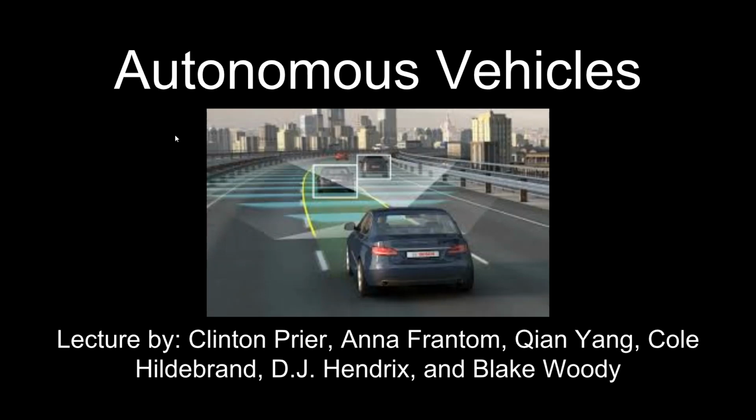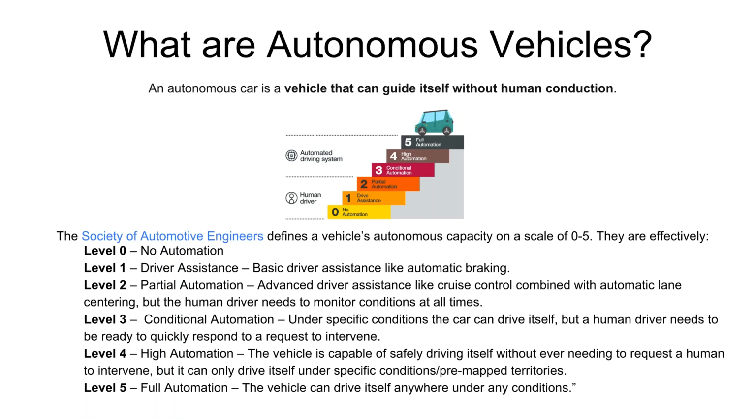Our lecture today will be over autonomous vehicles. What are autonomous vehicles? An autonomous car is a vehicle that can guide itself without human conduction. The Society of Automotive Engineers defines a vehicle's autonomous capacity on a scale of 0 through 5.